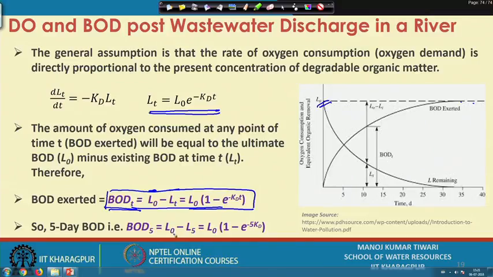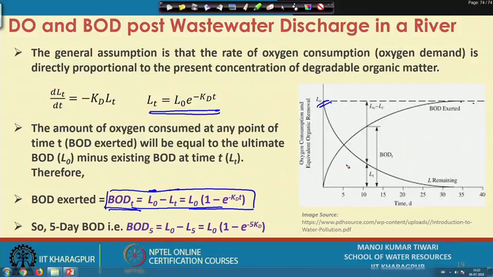BOD 5 will be L0 minus L5, which is L0 (1 minus e to the power minus 5 into kd), if the kd unit is per day and on a base of log e, right. So, that is how we can determine the BOD exerted and BOD existing or BOD remaining present in the system, and this is how we can see the trend.